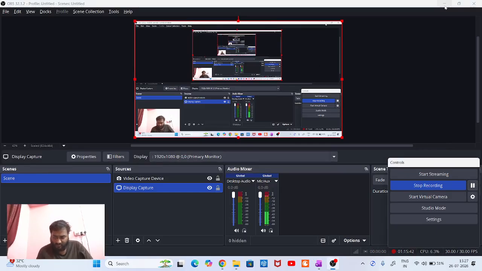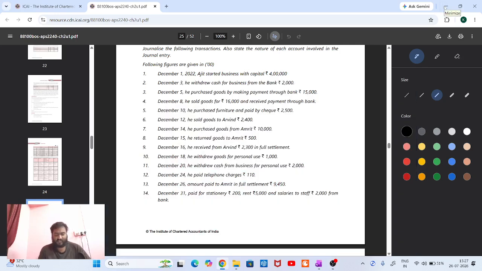Hello, I'm back. Let's first proceed fast. Okay, for this, bank account debit to capital, 4 lakh. Write the narrative, please do not forget this. Withdrew cash from the business. If you withdraw cash from the bank, cash balance increases and bank balance decreases.